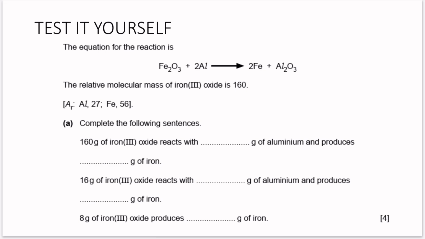But before I go, let me just clarify something. Which one is iron 3 oxide? Iron 3 oxide is this, Fe2O3. Which one is aluminium? Aluminium is this, Al. Which one is iron? Iron is this, Fe.